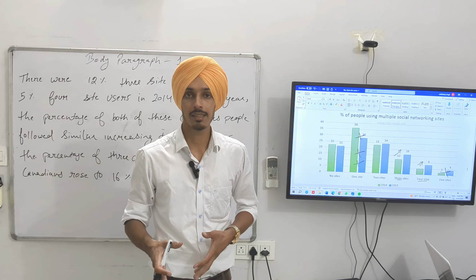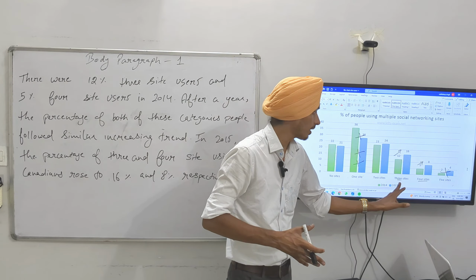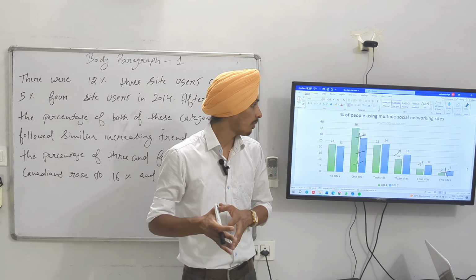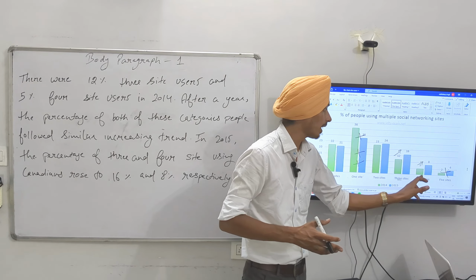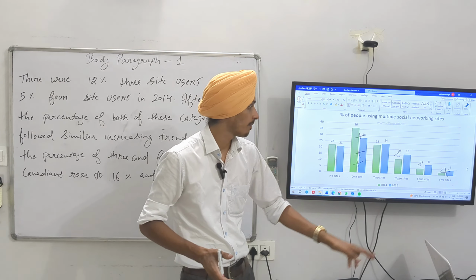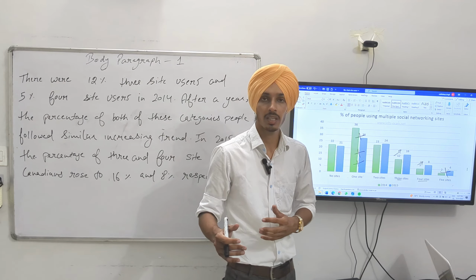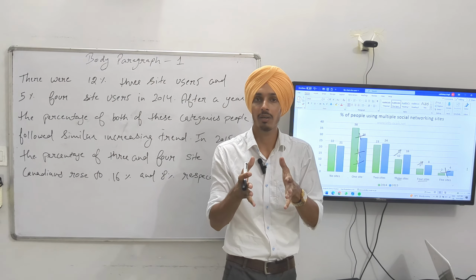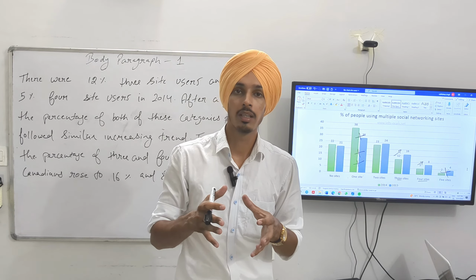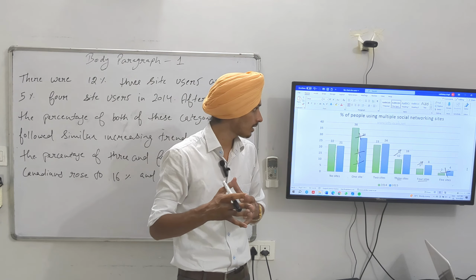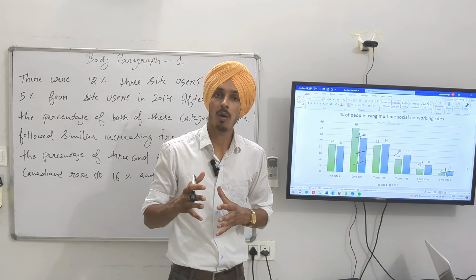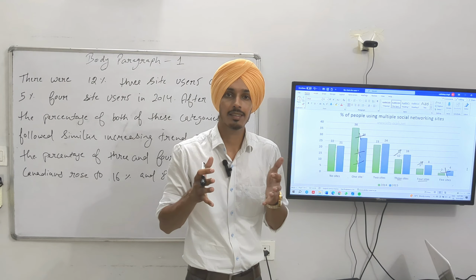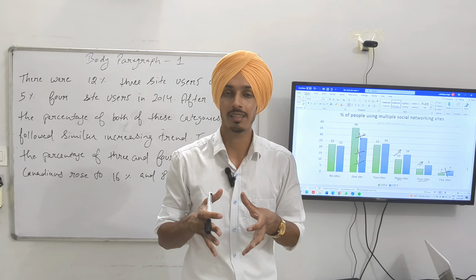Now, the next sentences that I will make will be on 3 sites and 4 sites. So, why have I taken these two categories? The most important thing is these two categories followed a similar increasing trend. Both the categories increased, the percentage of people using 3 sites and 4 sites increased over the period. So, there is a similarity between these two categories. So, it's also the comparison. It's not important that you only compare the opposite trends. It's also important that you are comparing something that is similar. You are comparing the things whether they are similar or different.